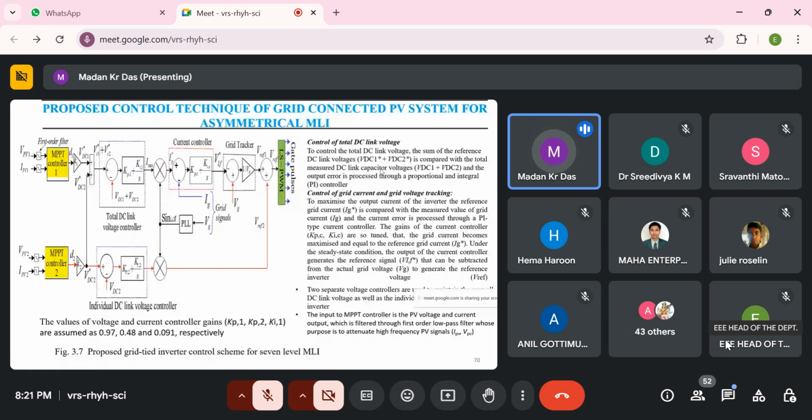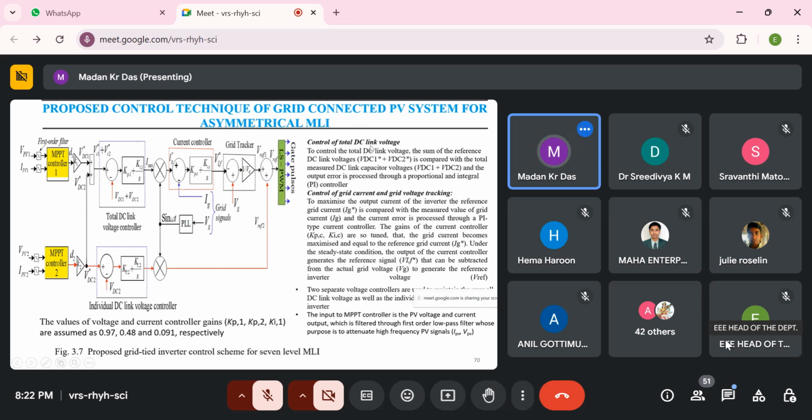This is the proposed control technique for the grid connected PV inverter, meaning the 9-level inverter. There are two VDC sources. So these are the two MPPT controllers we have used, and this is the total DC link controller, and this is the individual DC link controller, and here we can find the grid voltage, and this is the current control, and this is the grid tracker, and it generates the 6 gate pulses.